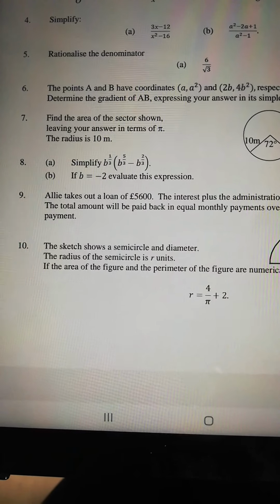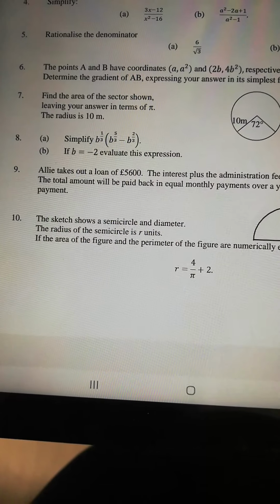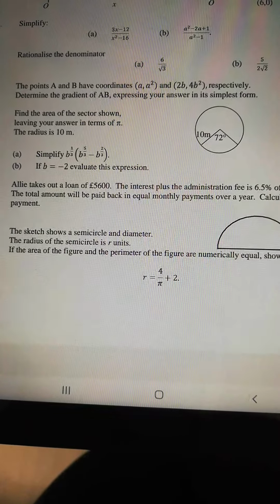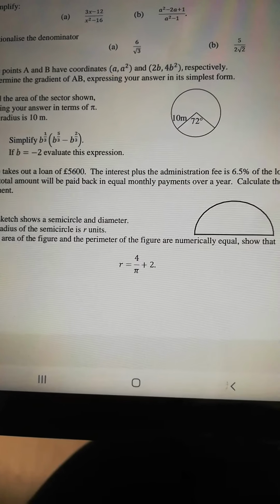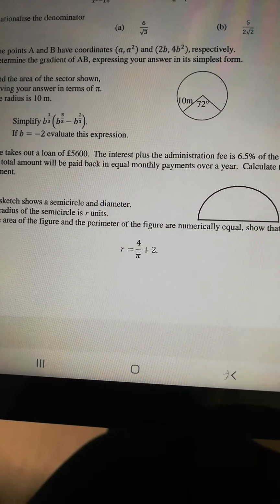Okay, so a number of you have asked me about question 10, so I'm just going to go through it with you just to give you a little explanation. The sketch shows a semicircle and diameter. The radius of the semicircle is r units. If the area of the figure and the perimeter of the figure are numerically equal, show that r equals 4 over pi plus 2.